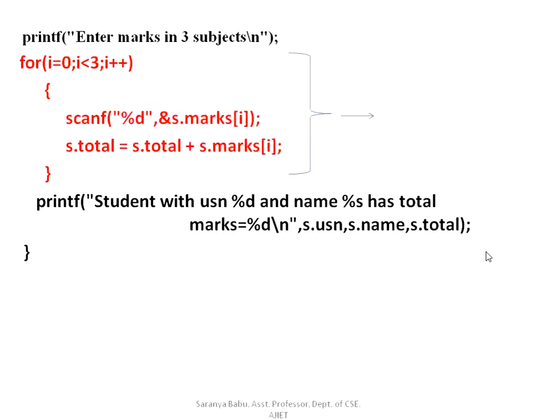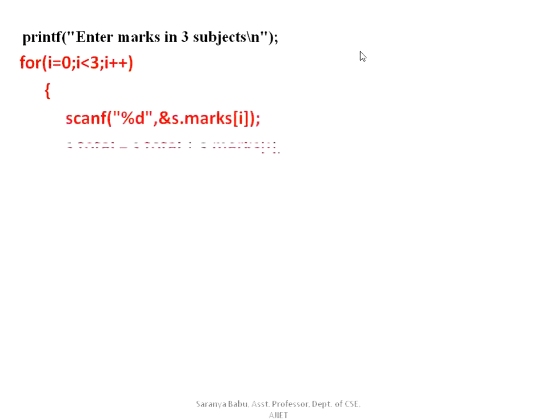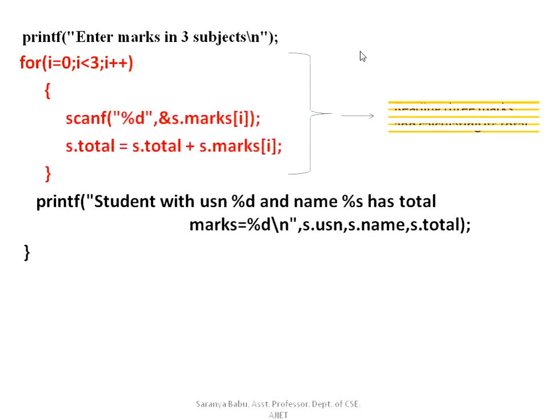Now, coming to array of structures. Okay. So, the previous one was array inside structure. Clear? This was array inside structure. Next, what we are going to see is array of structure. Clear? Array of structures. So how will you deal with array of structures?